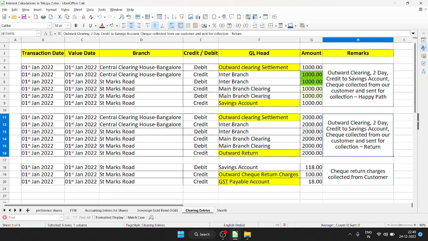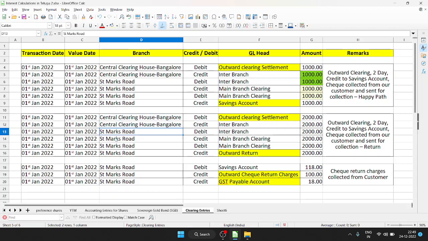If the check is returned due to any reason, it may be technical, non-technical, or because of insufficient funds, what are the entries posted in the Central Clearing House and St. Mark's Road? In the Central Clearing House, same set, they'll debit the outward clearing settlement, then credit the interbranch. St. Mark's Road will debit the interbranch, then credit the main branch clearing, then debit the main branch clearing and credit the outward clearing return because the check is returned and we are not giving credit to the customer.